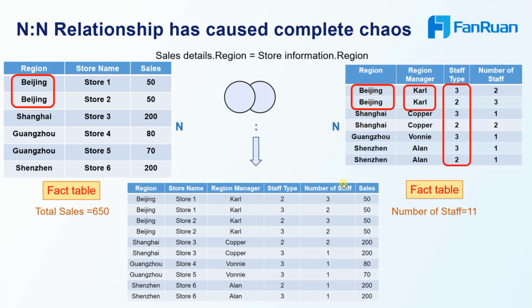If we look at the left table, the total sales figure is 650, and in the right table, the total number of employees is 11. After joining the tables by region, we see that the data is completely messed up. The total sales have become 1,150, and the number of employees has increased to 17. At this point, the data is completely unmanageable and cannot be analyzed properly. So, the many-to-many relationship creates total chaos in the data.